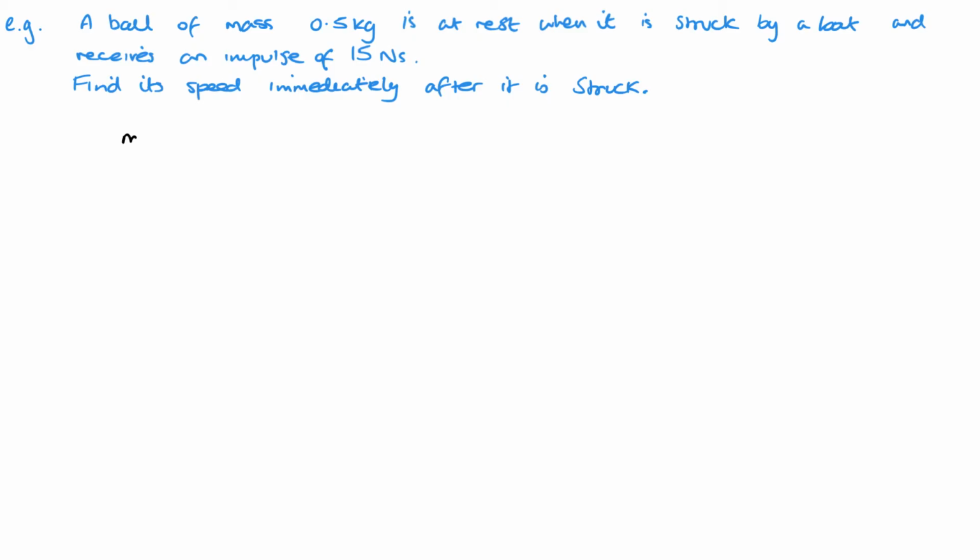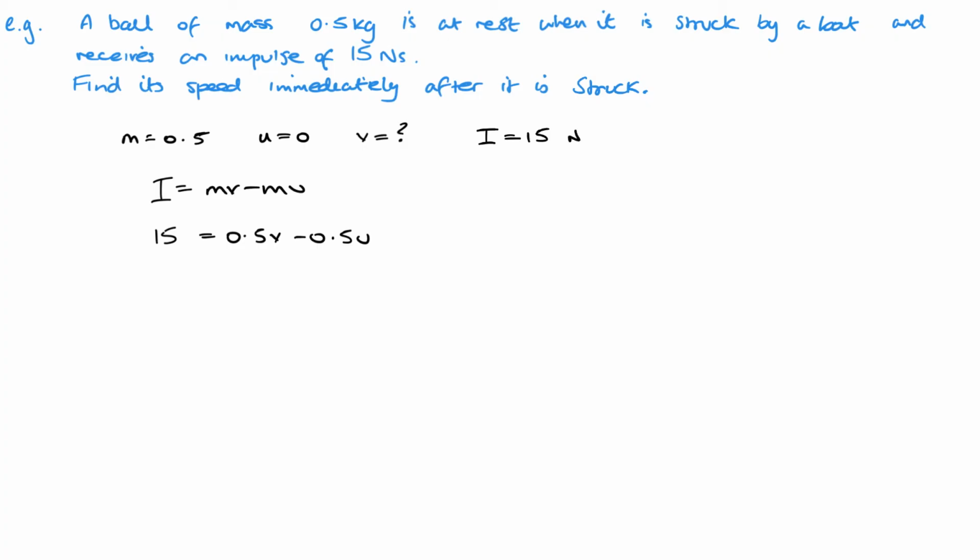So we know the mass is 0.5 kilograms. We know its initial speed u is 0 meters per second. v is what we want to find. And we also know that I is 15. So using our impulse momentum principle, we can say that I is mv minus mu. So 0.5v minus 0.5u, and I is worth 15 Newton seconds.